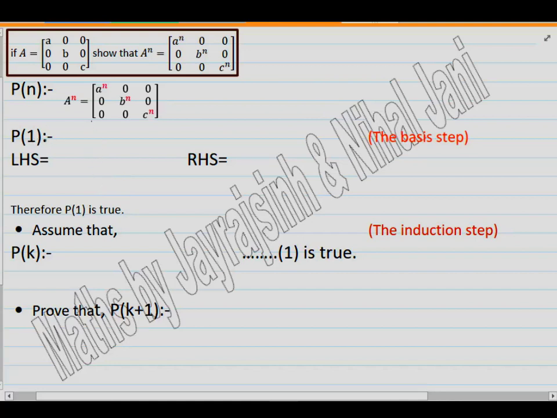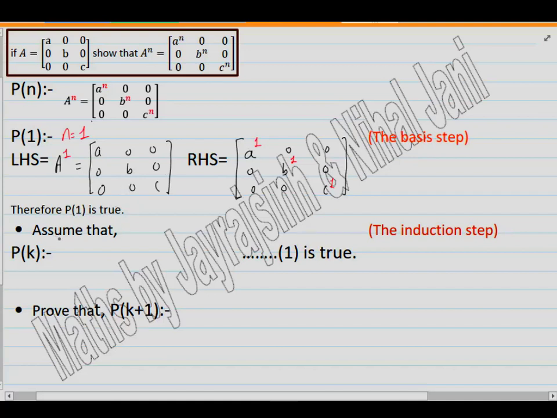Okay, now let's do the first step. Check P of 1, in which we have to put n is equal to 1. The left hand side will be A raised to n, or we can say A raised to 1. And we already know the value of A. It is a, 0, 0, 0, b, 0 and 0, 0, c, right? Okay, now it's time for the right hand side. In the right hand side we have a matrix in which we have a raised to n, or we can say a raised to 1. The rest of the terms will be 0. Then b raised to n, or we can say b raised to 1. And in the last row we have c raised to n, or we can say c raised to 1. So here our left hand side is equal to the right hand side, therefore P of 1 is true.